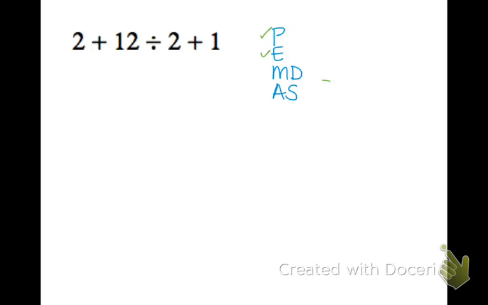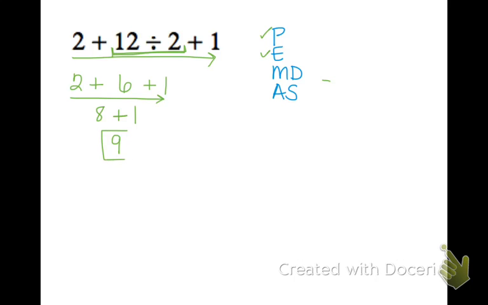Now we're going to work from left to right looking for multiplication or division. And the only thing I see is right here I have division. So that's what I have to do first. I haven't done anything to the 2. 12 divided by 2 is 6. And then I haven't done anything to the 1. Now all we have left is addition, so again, we just go left to right. 2 plus 6 is 8, and 8 plus 1 is 9. So 9 is our final answer.